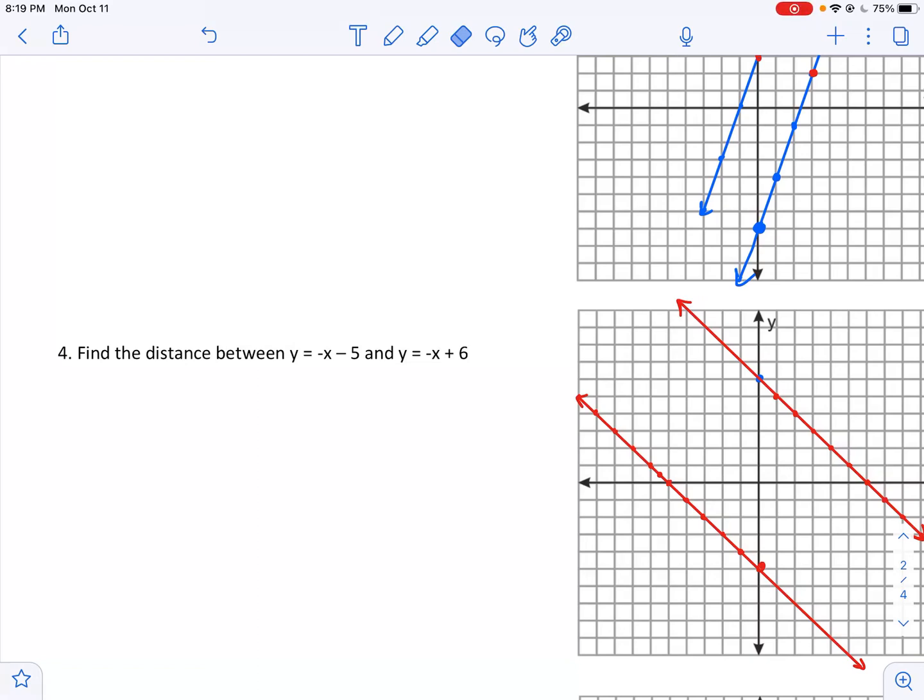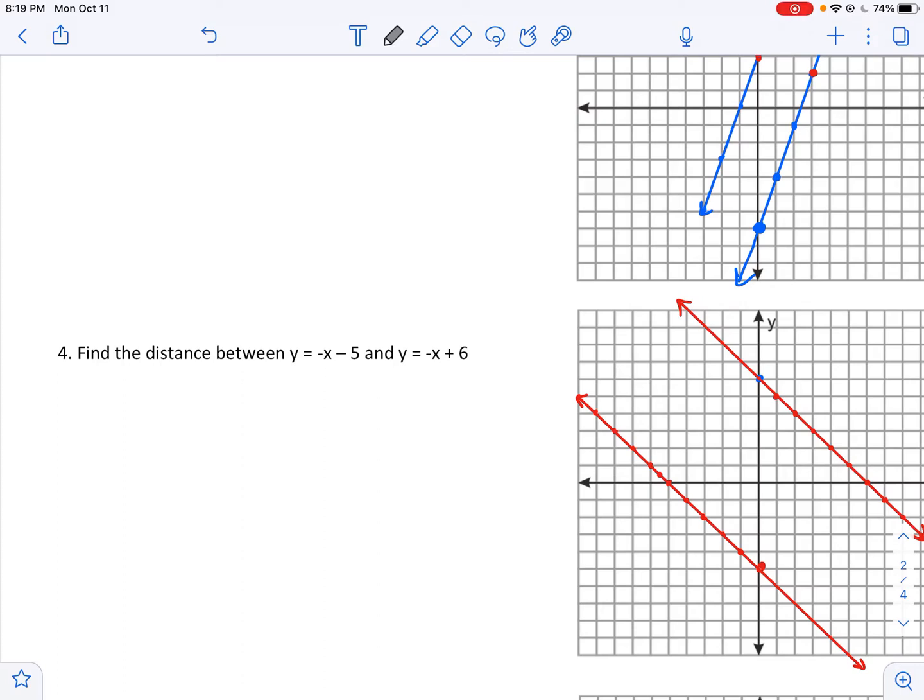In this video, we're going to talk about how to find the distance between two lines when the perpendicular distance doesn't cross at a nice intersection point. So we're going to find the distance between y equals negative x minus 5 and y equals negative x plus 6. The first thing we should do is graph our two lines, which is done.